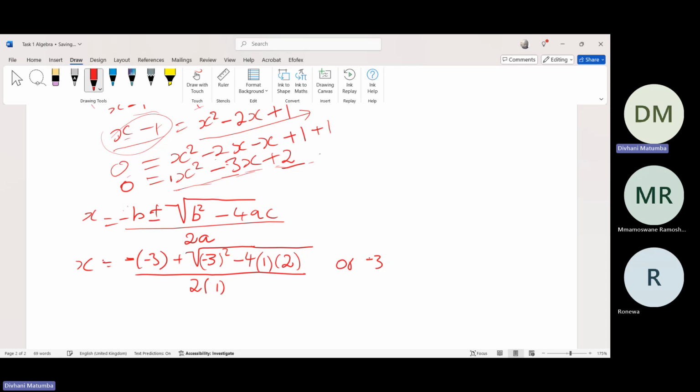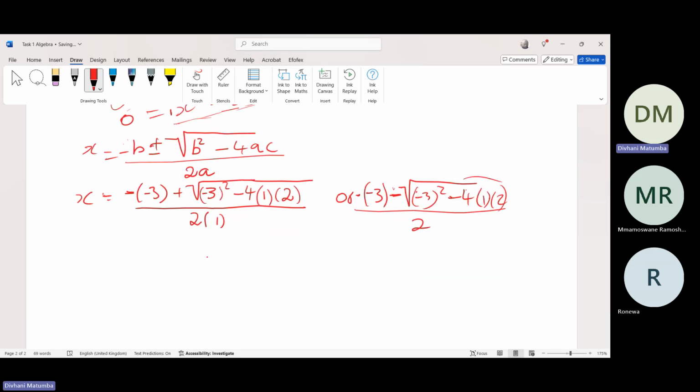We will have minus of minus 3. But because now it's a minus, we're going to repeat the same thing, but with a minus. Minus 3 squared minus 4 times 1 times 2 all over 2. Now, let's see what we have.